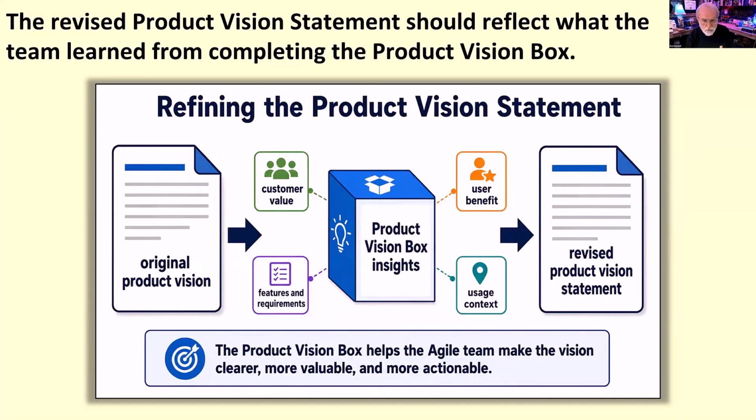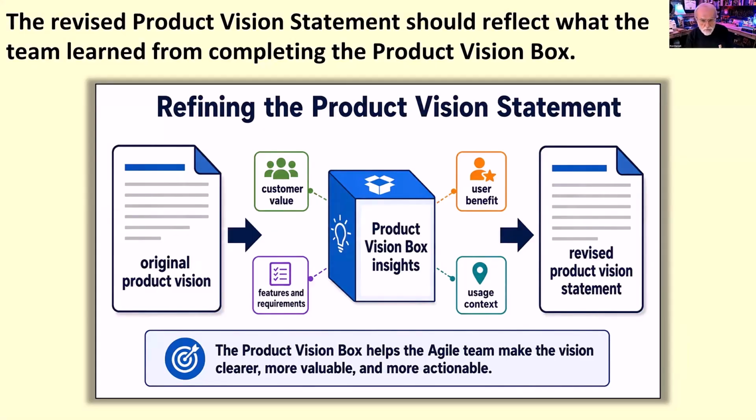So we've got the product vision box, and the revised project vision statement should reflect what we learned from completing the vision box. The idea is that as we go through this exercise, and especially if you do it with a team, you're going to come up with lots of new things that you've learned. Maybe things that weren't considered when the initial vision statement was written, or things that were considered but are not feasible or should be out of scope.